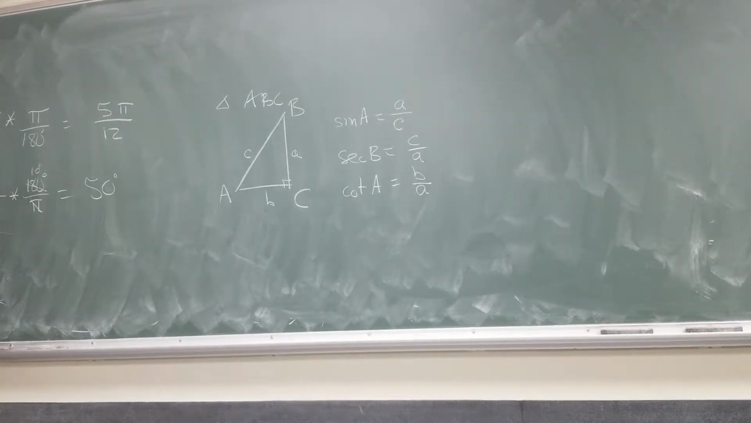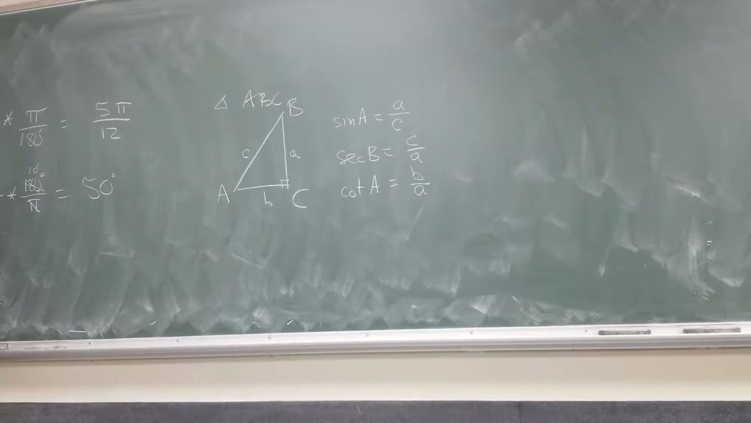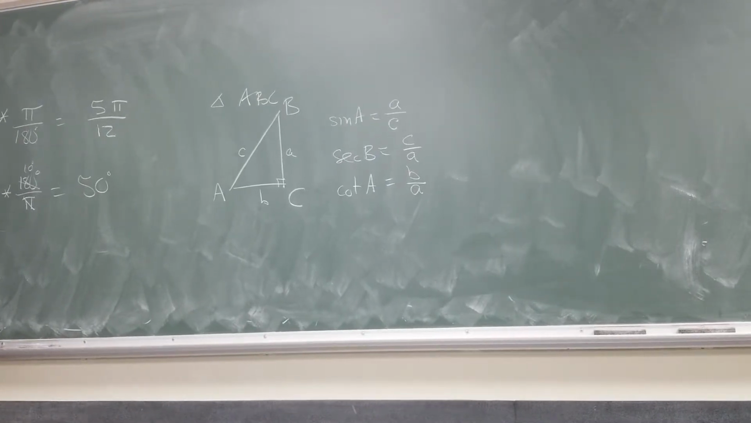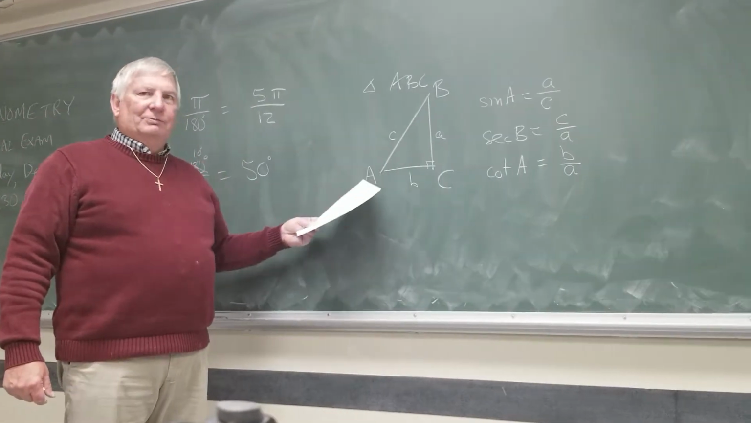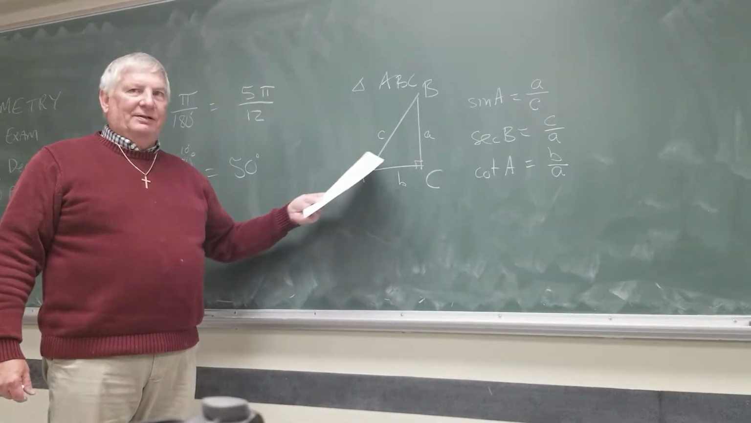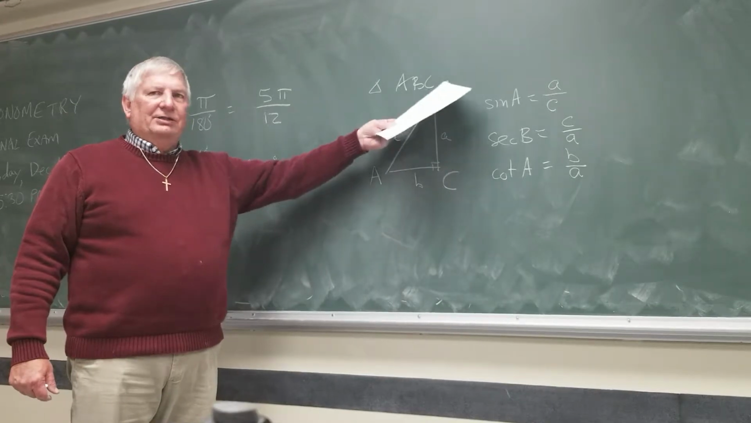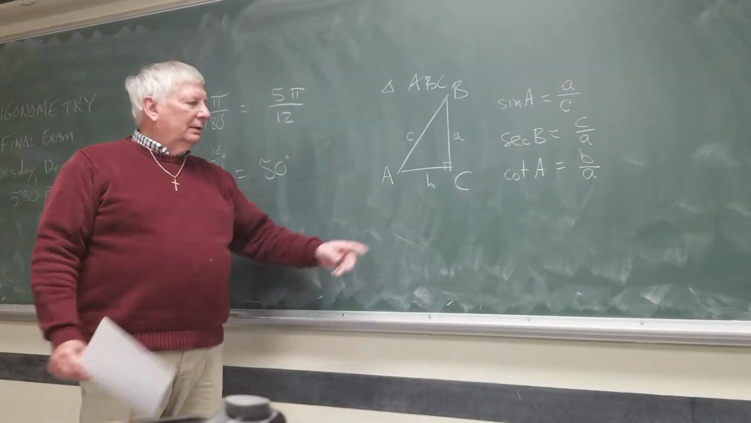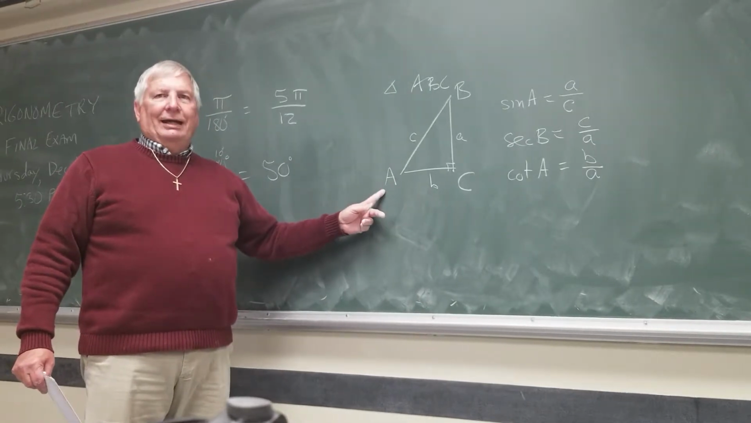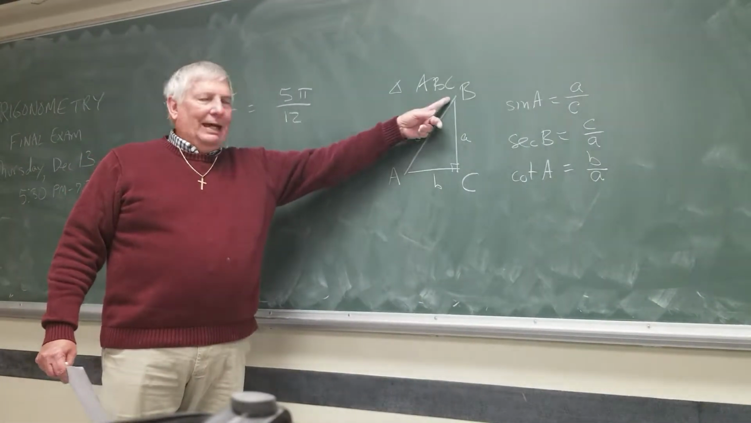The hypotenuse label remains the same, but the opposite and adjacent depend on which other angle you're looking at. Side a is opposite angle A, but side a is adjacent to angle B. And similarly, side b is adjacent to angle A, but side b is opposite angle B.